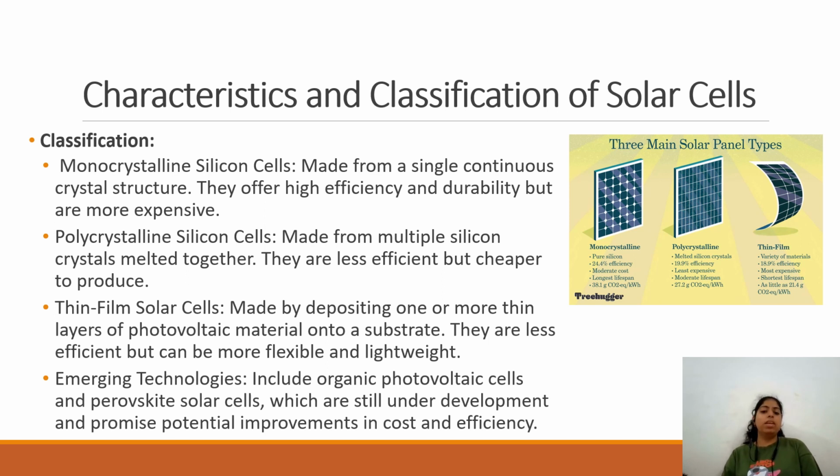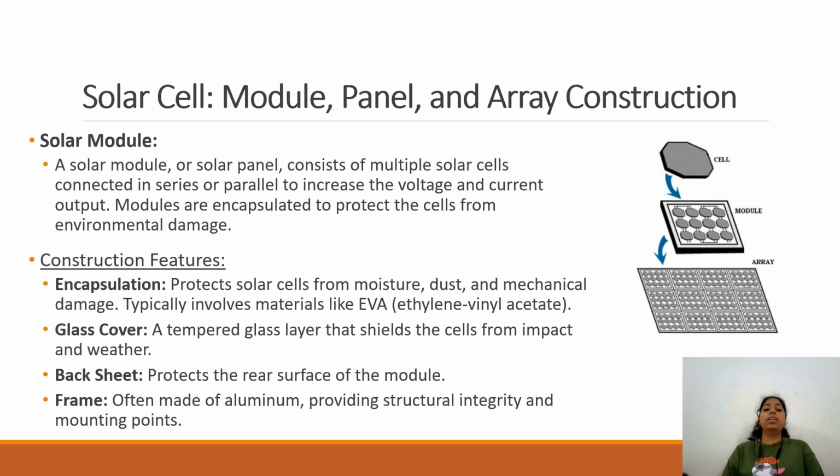Polycrystalline silicon cell. They are made from multiple silicon crystals melted together. They are less efficient but cheaper to produce. Thin film solar cell. They are made by depositing one or more thin layers of photovoltaic material onto a substrate. They are less efficient but can be more flexible and lightweight. So, emerging technologies include organic photovoltaic cell and other cells which are still under development and promise potential improvement in cost and efficiency.